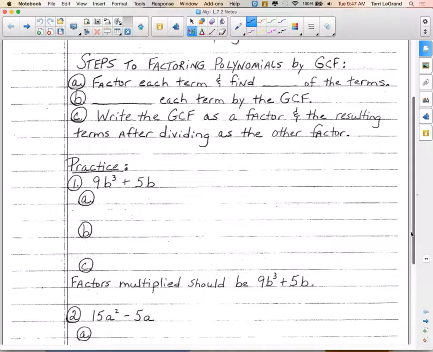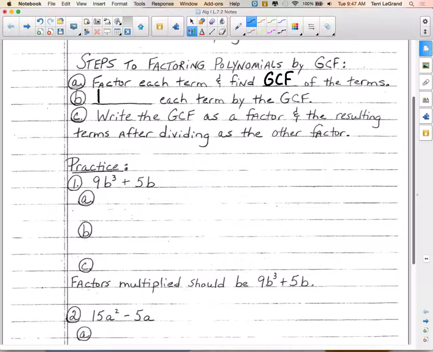Steps to factoring polynomials by the GCF. GCF stands for greatest common factor. Step A: factor each term and find the GCF of the terms. So you're going to take each term and find its prime factorization, basically. And then you're going to find the GCF of the terms combined. Looking at two terms, and maybe even a third one, depending on how many there are in the polynomial, you're going to decide what the GCF is out of all of those.